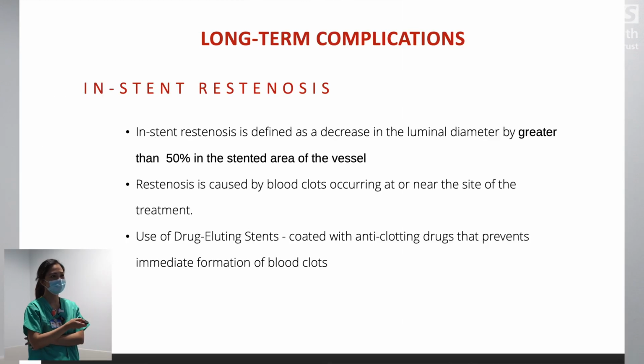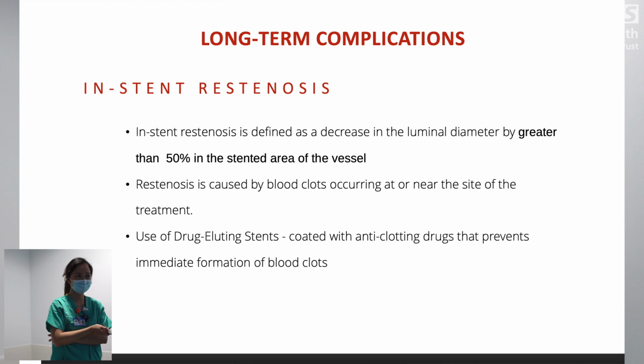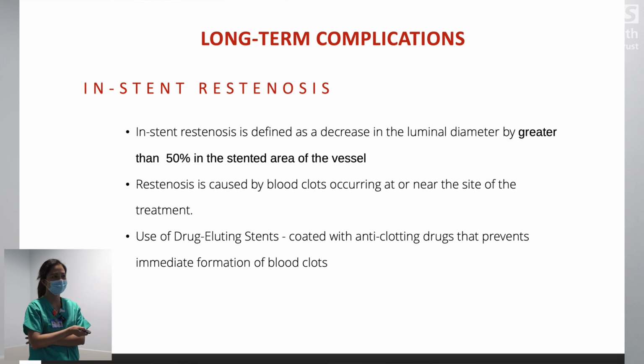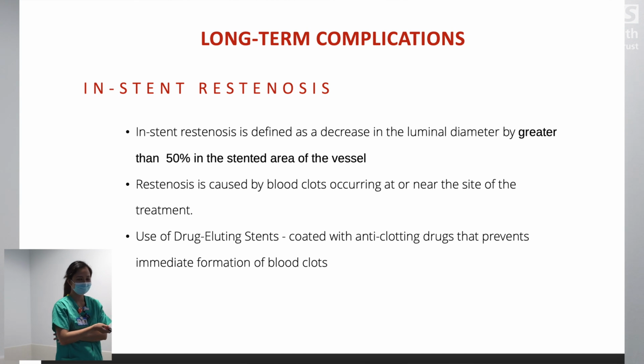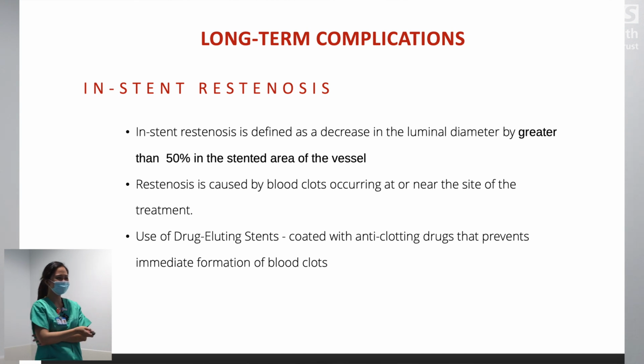Okay, so for long-term complications, in-stent restenosis. So you have seen this. It's defined as a decrease in the luminal diameter by greater than 50% in the stented area of the vessel. It's caused by blood clots. Normally before the drug-eluting stents, we used bare metal stents. Who has been in the CathLabs when bare metal stents were a thing? Rodney. Yeah. Because of in-stent restenosis, they created the drug-eluting stents because they are coated with medications that prevent blood clot formation.